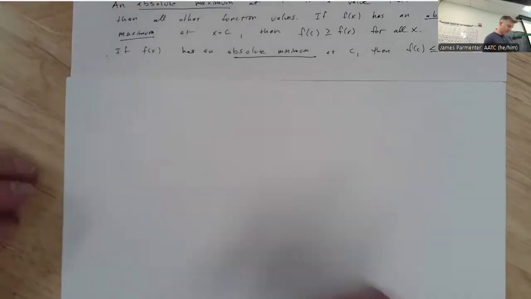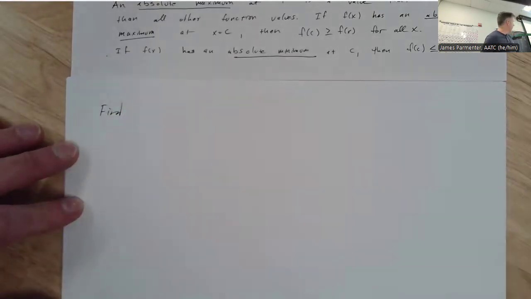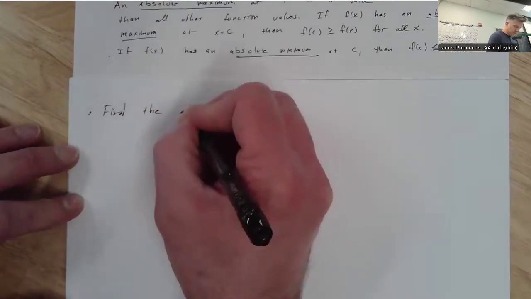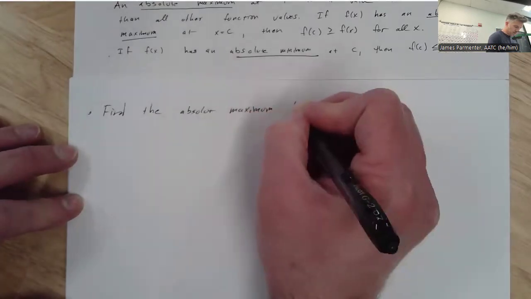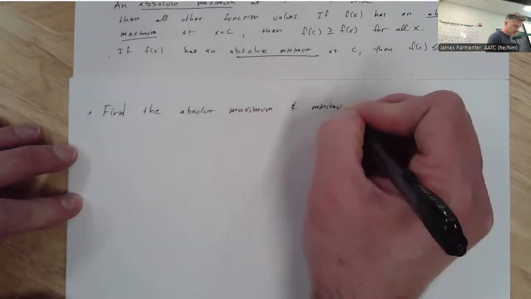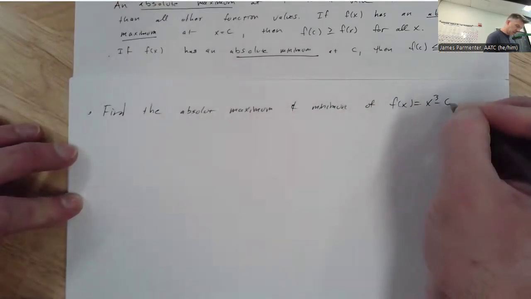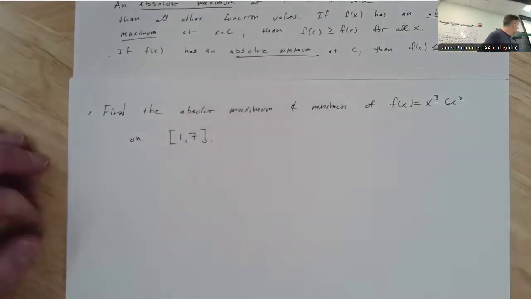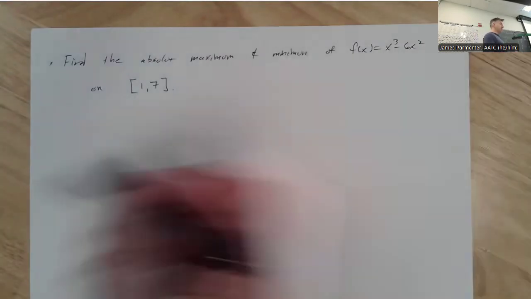Let's start with my favorite example. So let's find, wow, that is the word find, believe it or not. Find the absolute maximum and minimum of f(x) = x^3 - 6x^2 on the closed interval from 1 to 7. And not that anyone should be asking you to do this for a function that isn't continuous on the interval, but I will note that function is definitely continuous on the interval.